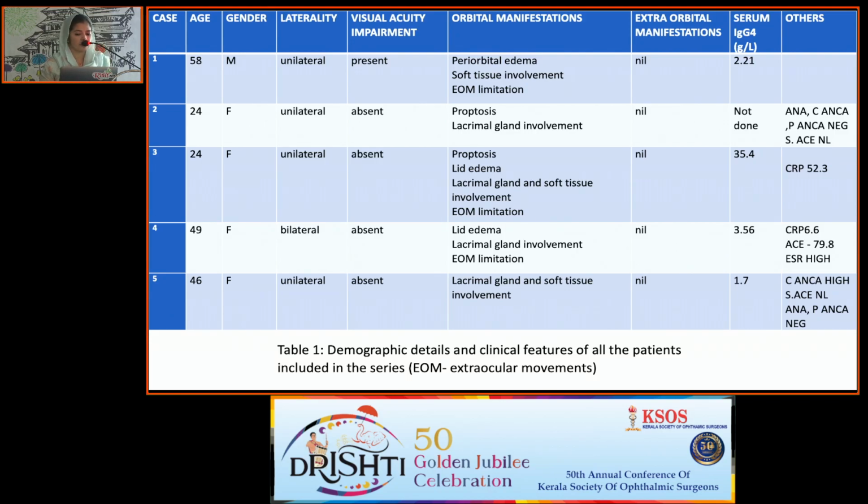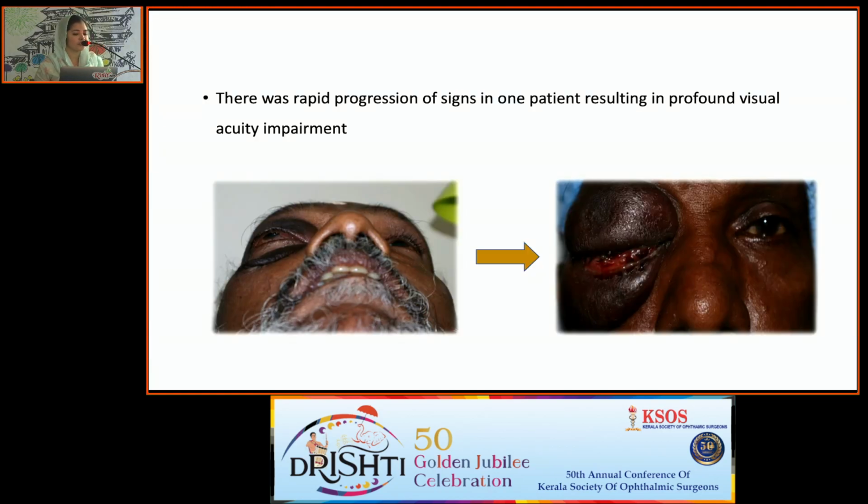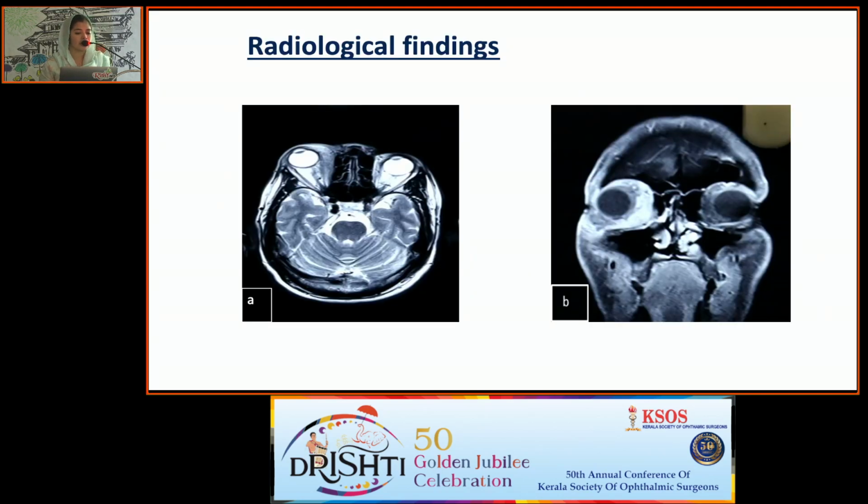C-ANCA was positive in 1 patient. CRP was raised in 1 patient, and serum ACE level was raised in 1 patient. There was rapid progression of signs in 1 patient, resulting in profound visual acuity impairment. Imaging showed involvement of lacrimal gland, extraocular muscles, orbital soft tissue, and lacrimal sac.